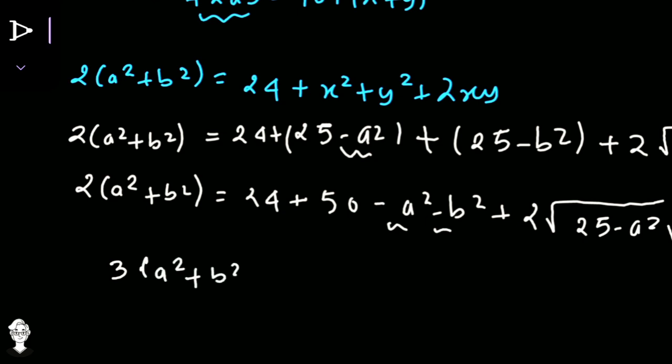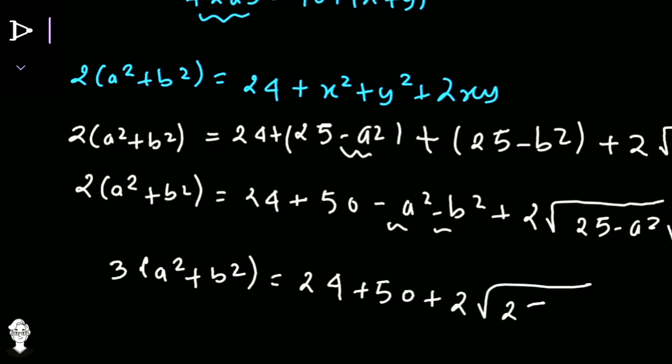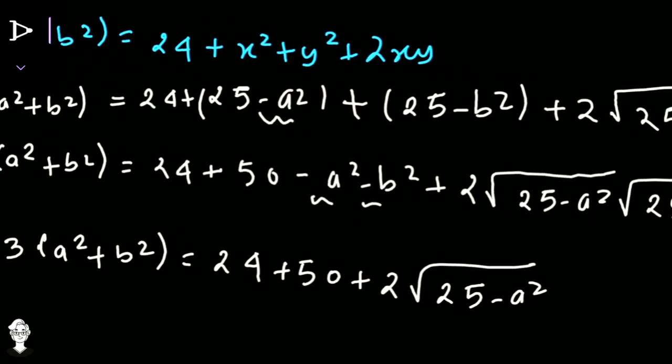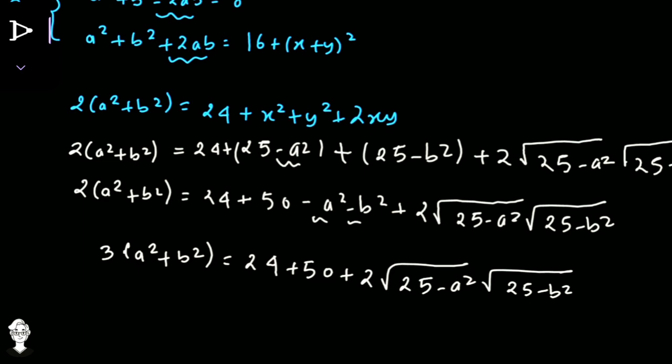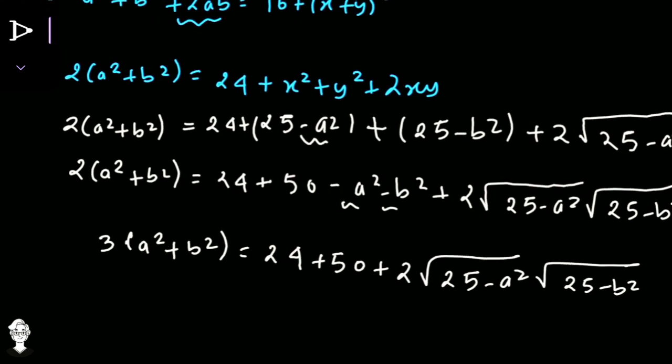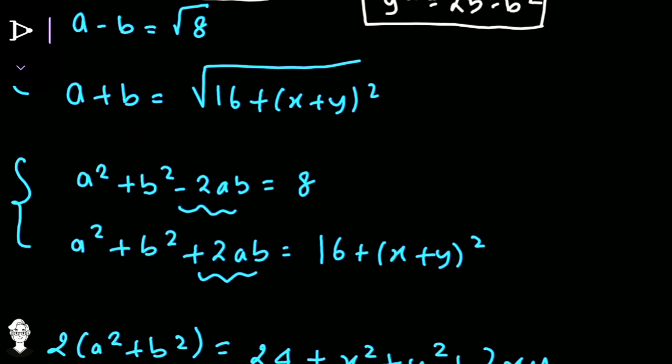So 3 times (a square plus b square) is equal to 24 plus 50 plus 2 times square root of (25 minus a square) into (25 minus b square), yes. Till now nothing very complex has been there, all things are normal, nothing to be afraid of, yes. Now remember from here, a square plus b square minus 2ab is equal to 8.